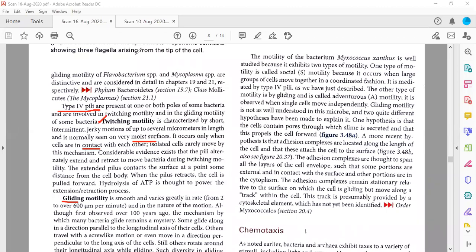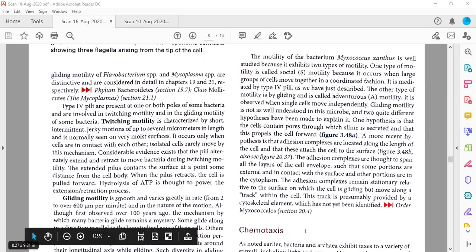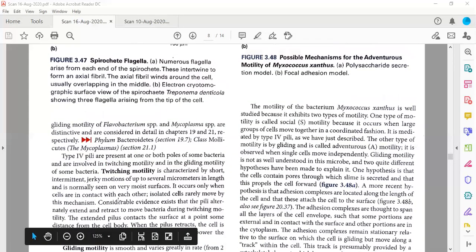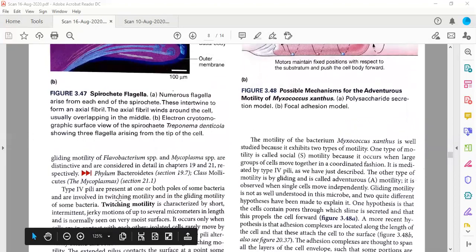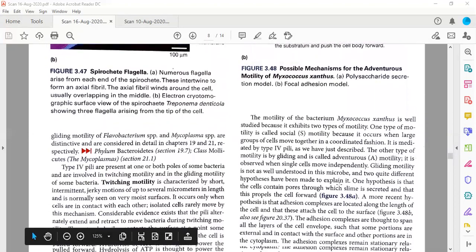There is one more query. Okay, there is no query. So we should move on. The important things actually I have covered. I need to tell you there are different types of motions which have also been seen in bacteria. These are called twitching motility, gliding motility, spirochete flagellum or the spirochete movement, and so on.